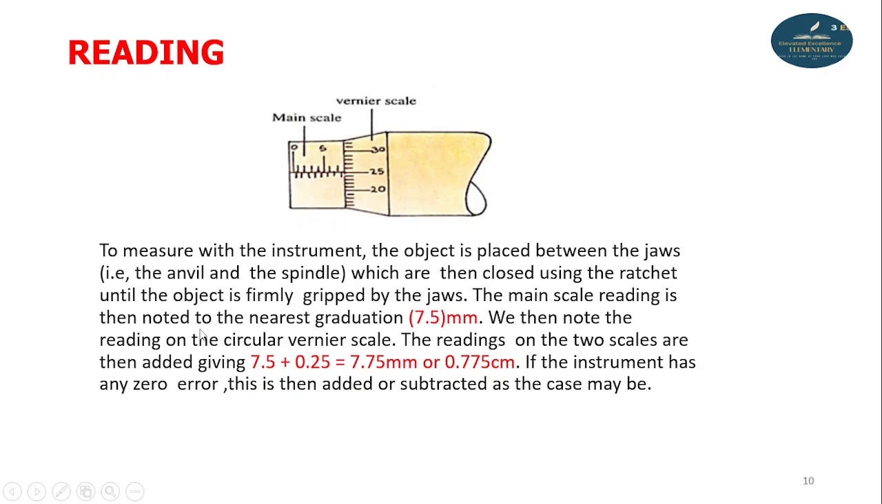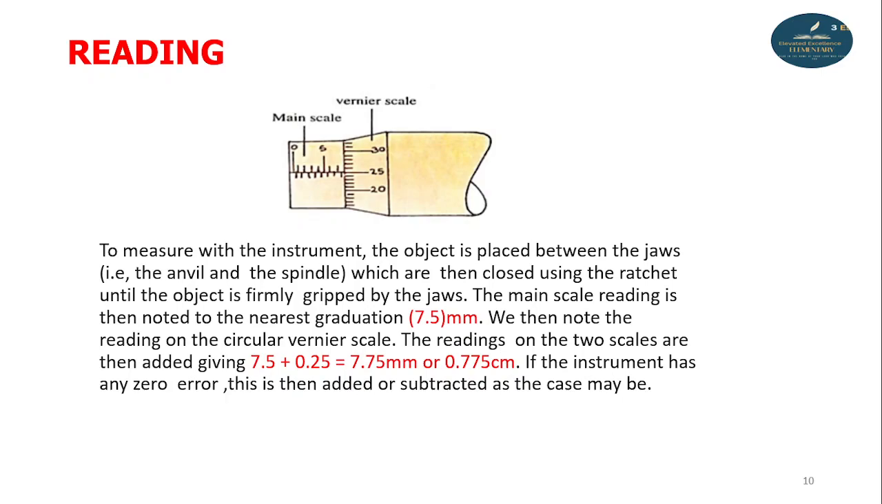We then note the reading on the circular vernier scale, which is this. The readings on the two scales are then added, giving 7.5 plus 0.25. The reading on the vernier scale is the point where it coincides with the main scale line, which is 25 here. You don't just write 25, you multiply it by the accuracy of the micrometer screw gauge.